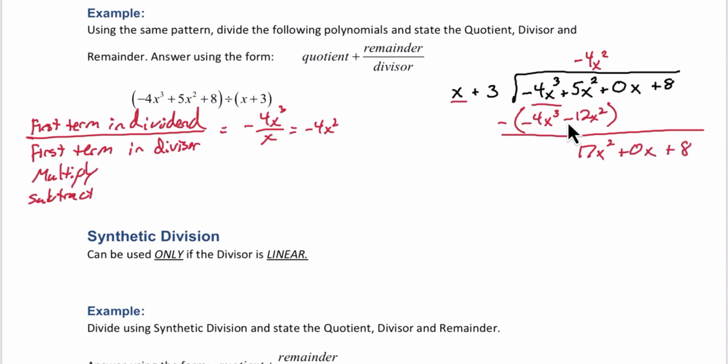And then we repeat that process. So we take the first term, 17x squared, divided by the first term. So in your head or off to the side, we have 17x squared divided by x. That will give us 17x, which we'll put in the quotient, and then multiply. 17x times x is 17x squared. Don't forget to distribute. 17x times 3 is 51x.